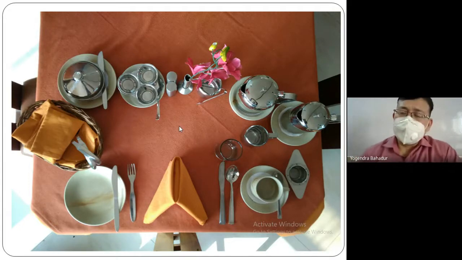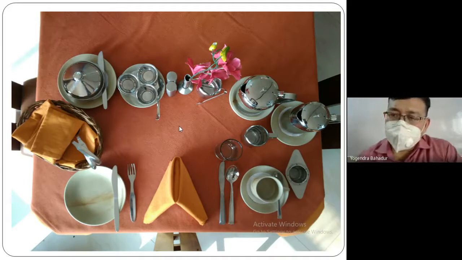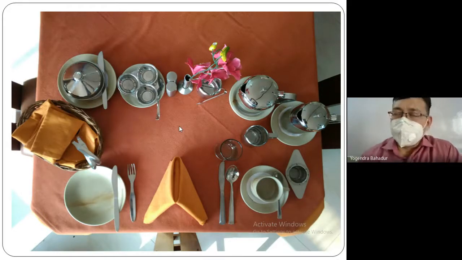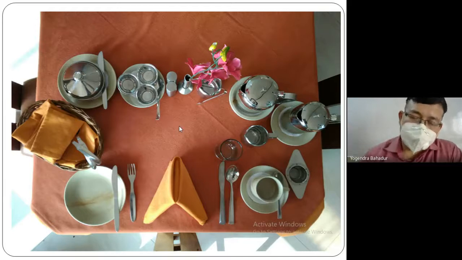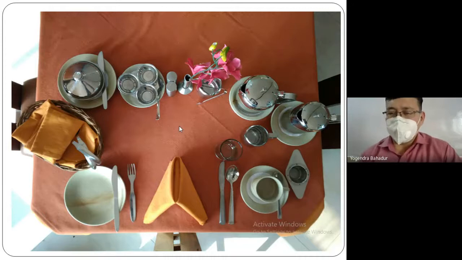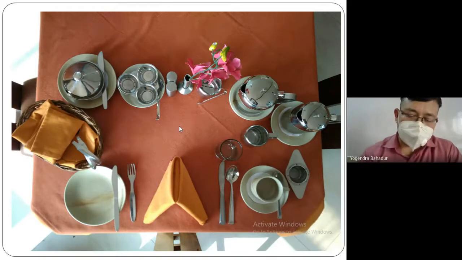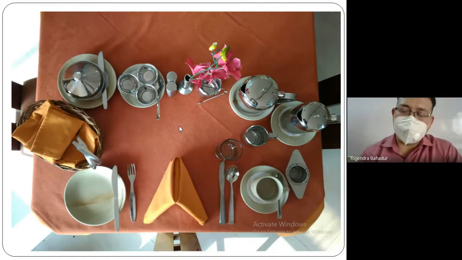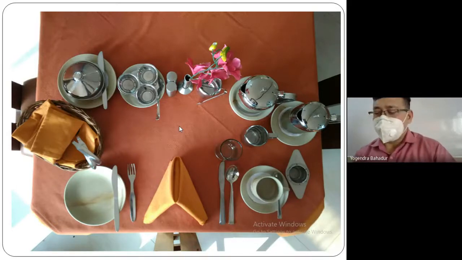In the simple cafe or simple continental breakfast, the guest is not going to have anything else. The guest is just going to have either one cup of coffee or one cup of tea. If the guest in the breakfast is going to have just a single cup of coffee or tea, that's it, then we can say the guest is going to have the simple continental breakfast.